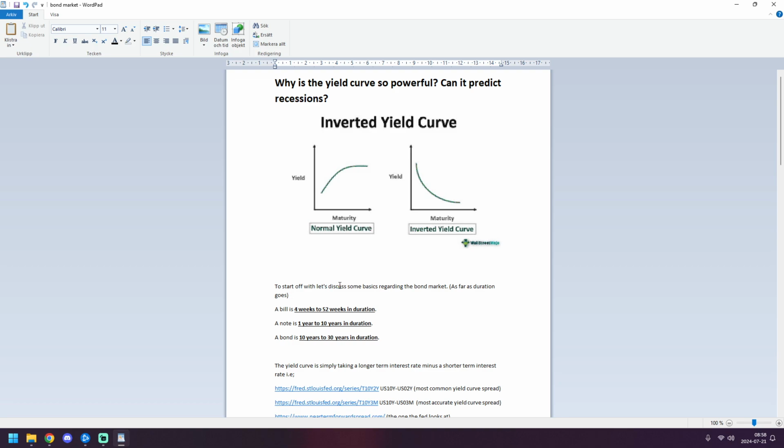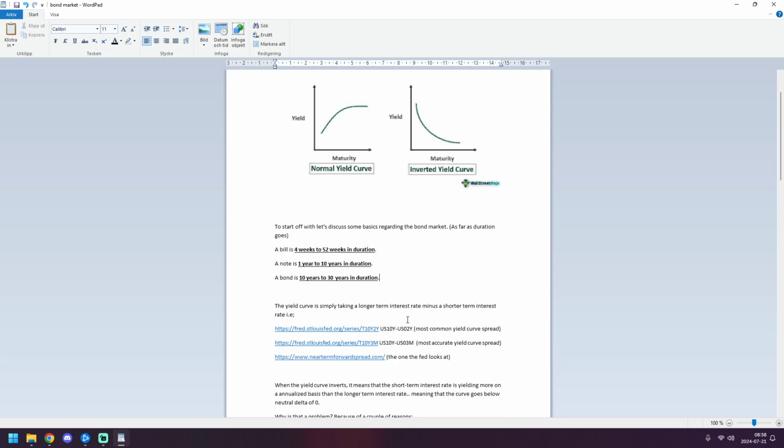So to start off, let's discuss some basics regarding the bond market as far as duration goes. A bill is 4 weeks to 52 weeks in duration. A note is 1 year to 10 years in duration. A bond is 10 years to 30 years in duration.